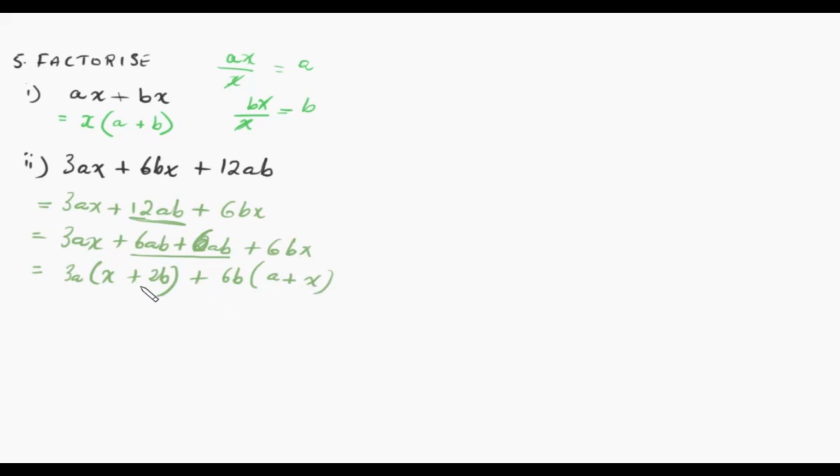You see? So it didn't go to where I wanted. I wanted us to have these two brackets the same. We can make the two brackets the same. Let's try. We break this 12ab such that when we factorize this pair and this pair, we get a common factor.